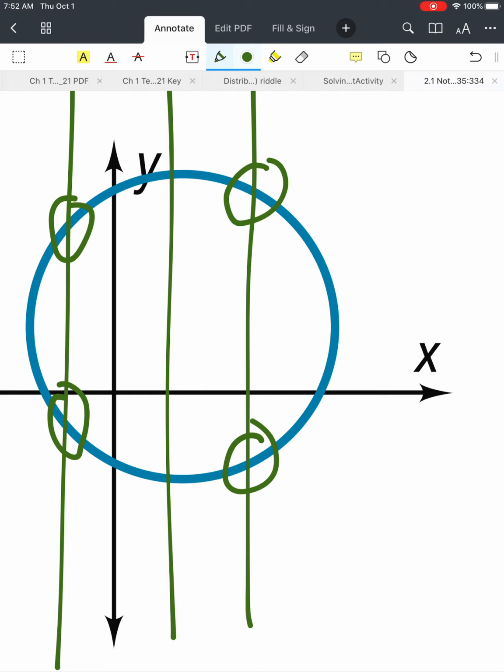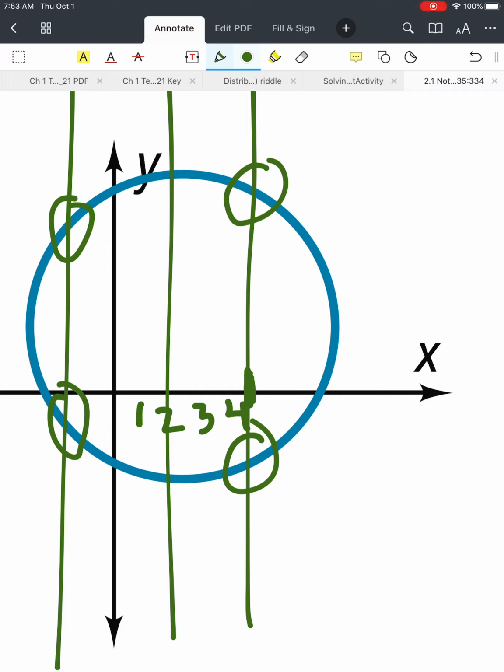That's like saying each input has multiple outputs. Because if you imagine this x value here, let's say it's around 4 or 5, okay? That one x value would have two different y values.